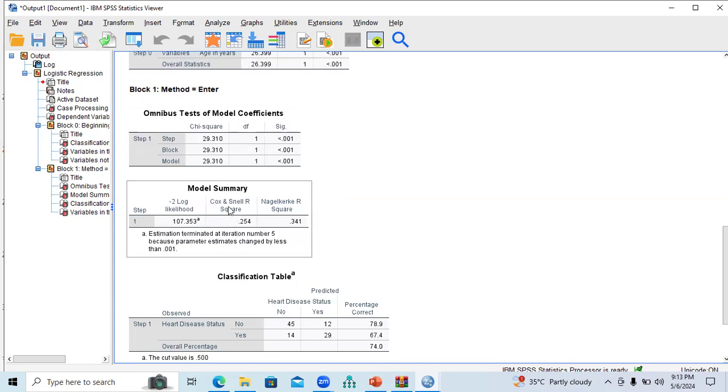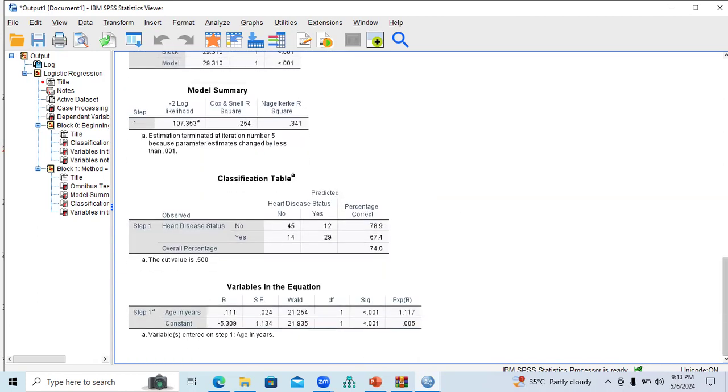The next thing that you need to see here is the model summary table, that is Cox and Snell R square. It is about 25.4%, which indicates that age is explaining 25.4% variation in the dependent variable, which is status of heart disease. Again, the next one is the classification table. Here you need to see this particular value, which is the overall percentage. It indicates the prediction accuracy. So here, the prediction accuracy is 74% for our model, which is very good prediction.